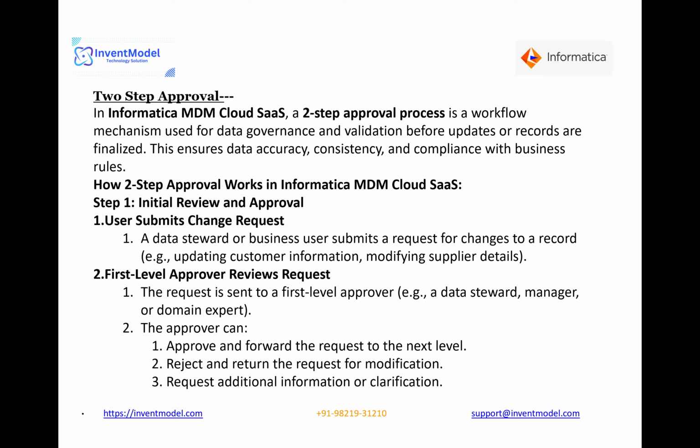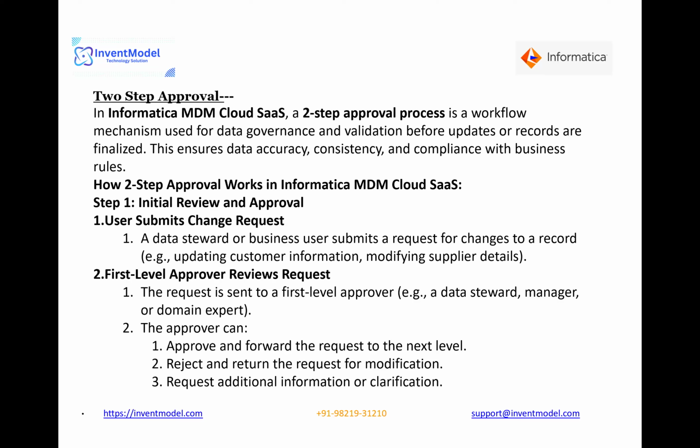It's a workflow mechanism that is used for data governance and validation before the updation of records when the records are finalized. This ensures data accuracy, consistency, and compliance with business rules. How does two-step approval work in Informatica MDM Cloud SaaS? So the steps are: step one is initial review and approval.